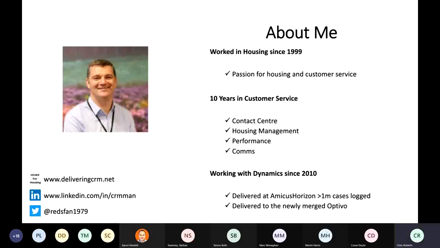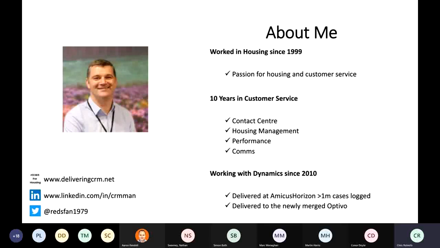A bit about me. I've worked in housing since 1999 around customer service. So I'm not a developer. I think I'm going over to the dark side of the geeks, which I'm enjoying. But generally speaking, it was a customer service background I came from, around the contact centre and housing management within housing. And I've actually worked with Dynamics since 2010.